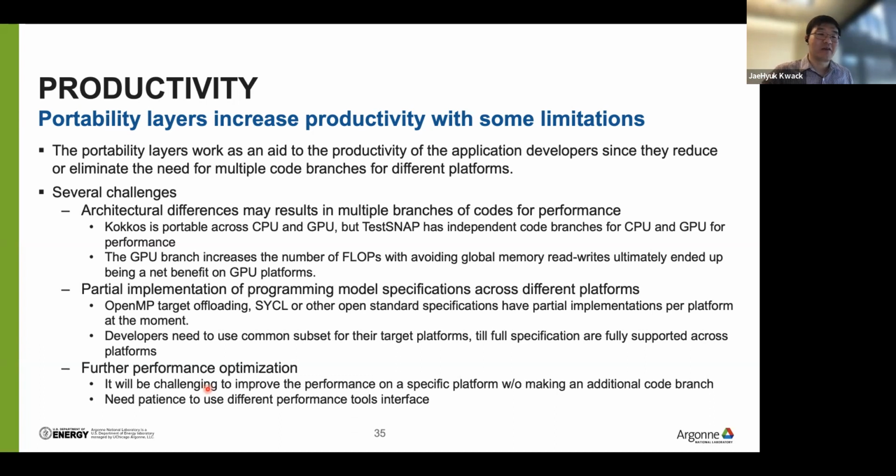The last thing is further optimization. As I showed, architecture differences make some additional branches. In order to get the best performance on a specific architecture or platform, people may consider making additional branches, and that just ruins the productivity. Also, the performance tools interfaces differ between vendors, so you need some patience to learn how to use them.